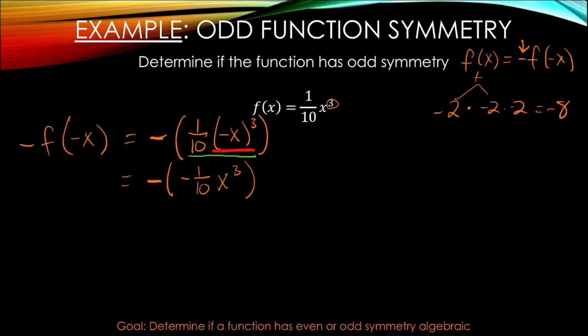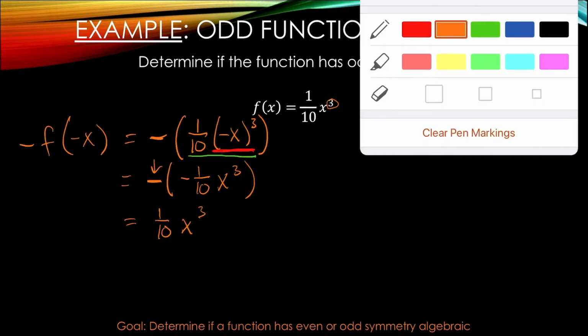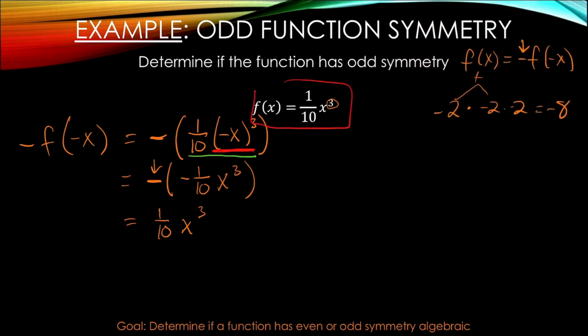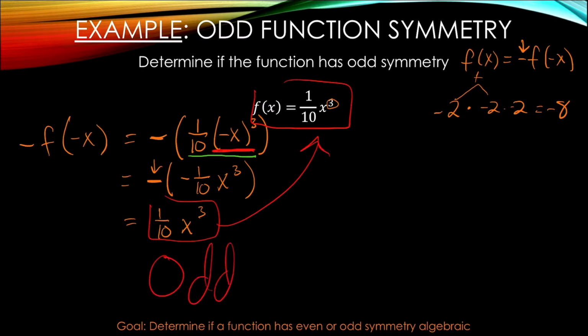Now I still have to distribute this negative right here. And that gives me 1/10 x to the third, which, ding, ding, ding, gives me back my original equation. This shows odd function symmetry.